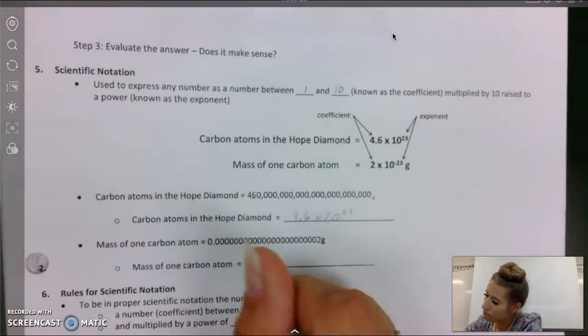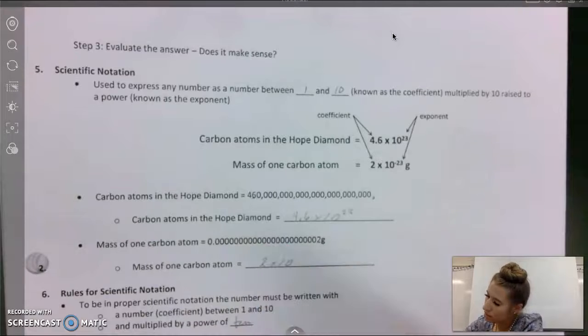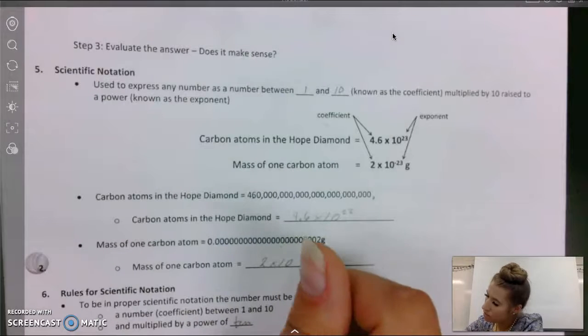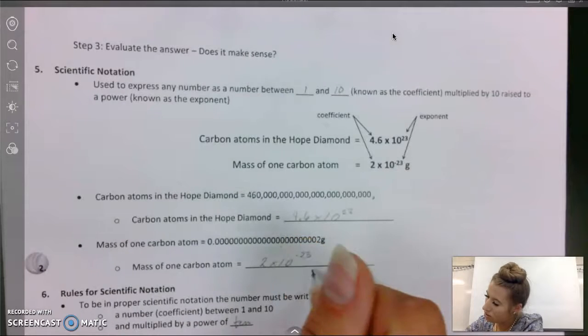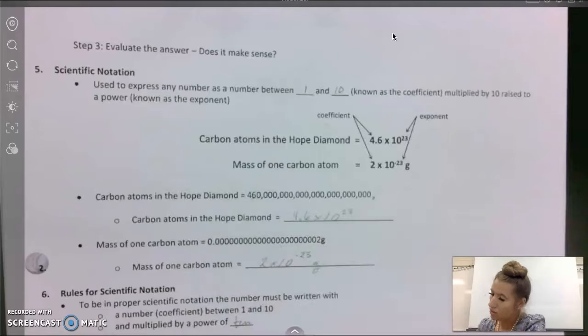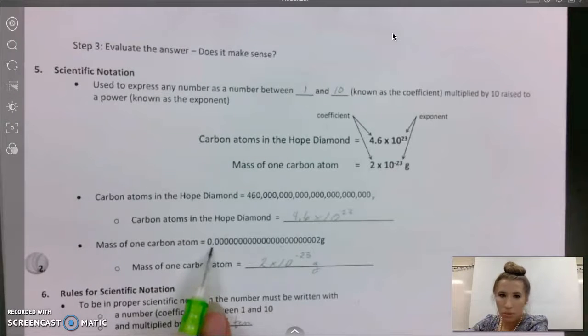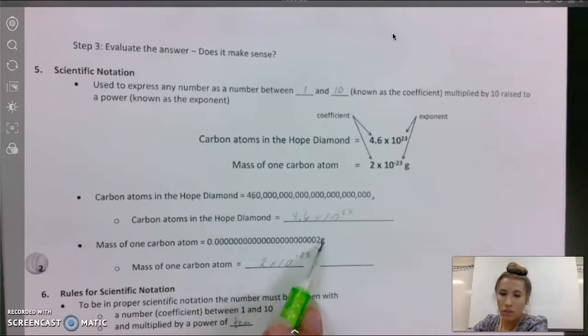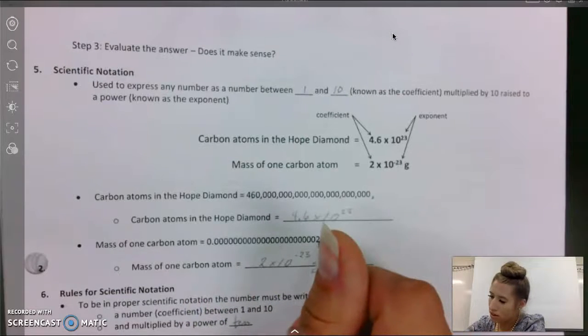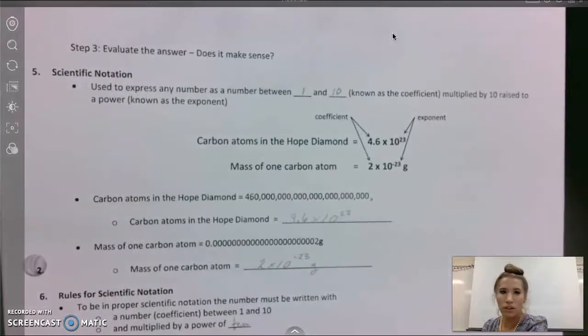So we have our 2 times 10 to the negative 23rd. We have units attached to that one, so don't forget those units are important. We have our decimal here, and we're going to move that over 23 times until it's on the opposite side of the 2 there.